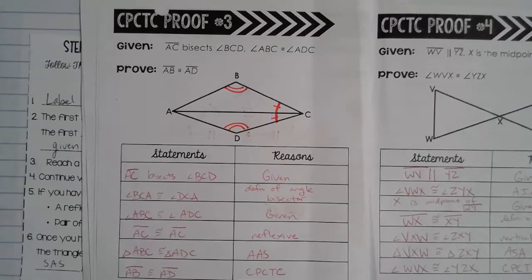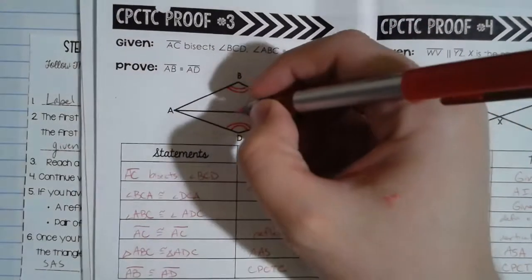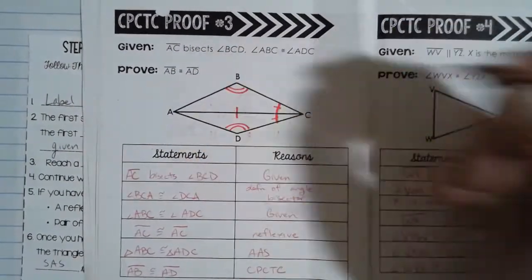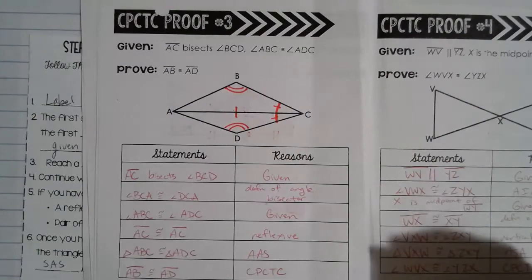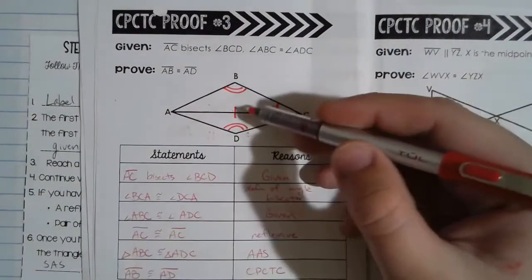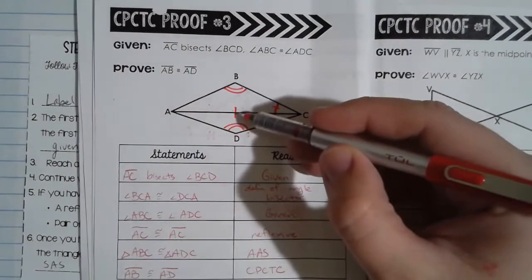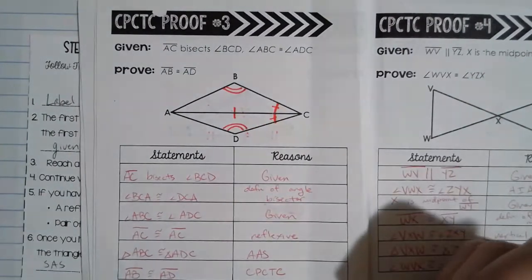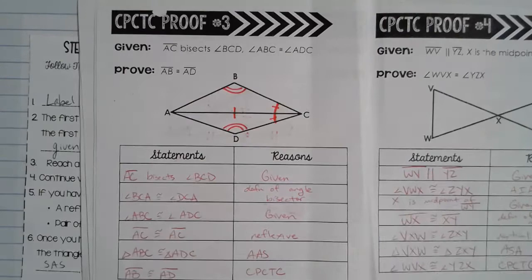So I'm out of given statements. I need to look for either a reflexive side or a pair of vertical angles. So I have this reflexive side here, side AC. So if I was to pull these two triangles apart, then that means that the AC of the top triangle would be congruent to the AC of the bottom triangle, and this would be by the reflexive property.